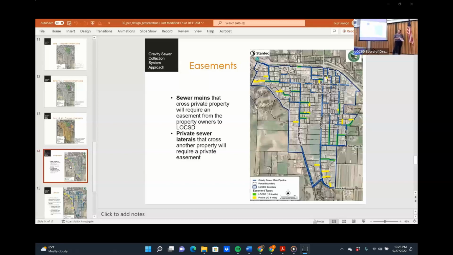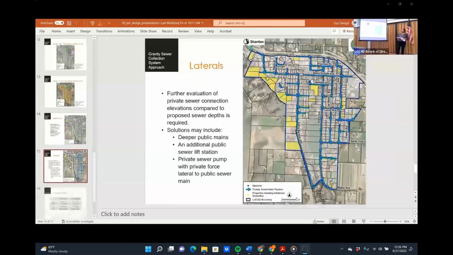And then the laterals, the same thing. There are flag lots. There are lots that are behind others. There are lots that are on private, shared driveways. And so there would be a need for private easements and private negotiations between property owners in those scenarios. In those cases, there wouldn't be a public main that fronts one of the private properties. Next slide.